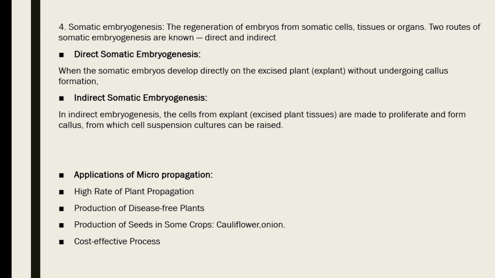Production of seeds in some crops. Some plants won't produce seeds naturally, such as cauliflower and onion. Through micropropagation, seeds can be produced. Cost-effective process. Compared to other techniques, micropropagation is cost-effective. Micropropagation is also helpful to clone and preserve extinct varieties.